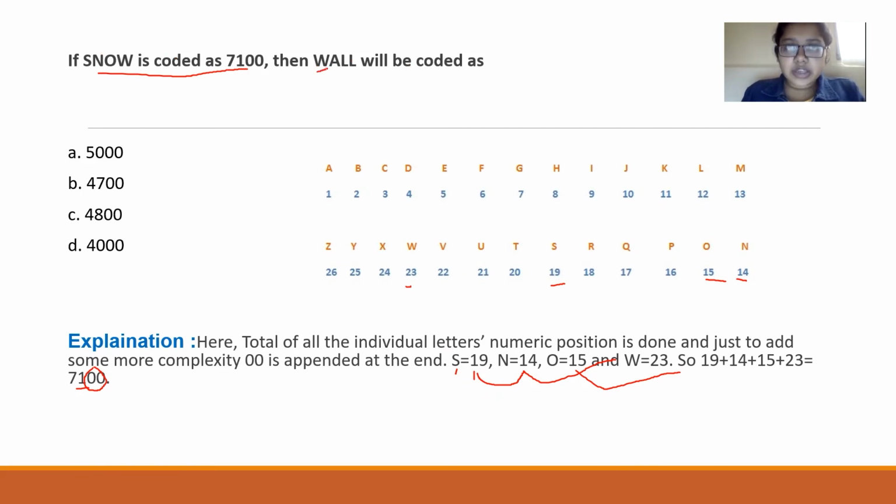So we will do it. For W it's 23. For A, obviously on the first position, we have 1. For L, we have 12. Once again L, so we add 12. When we add 23 plus 1 plus 12 plus 12, we get 48. And as I've said, we put two extra zeros. So the answer is 4,800. The correct answer is option C.